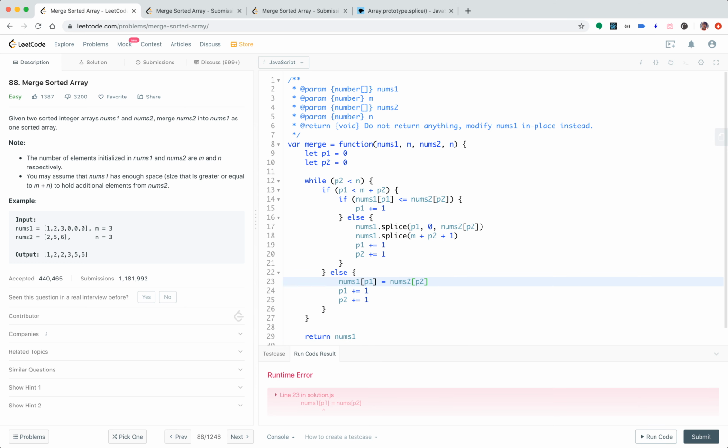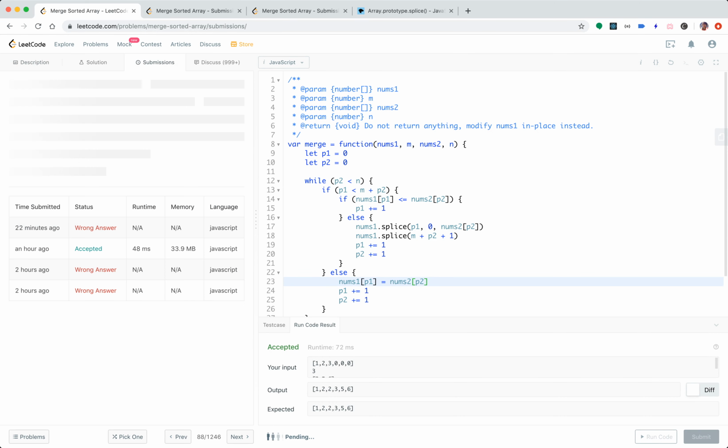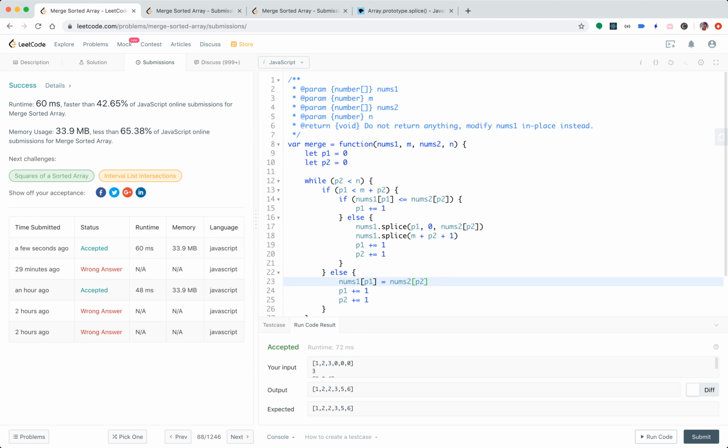Seems right. Submit. Yeah, this is the previous solution I did.